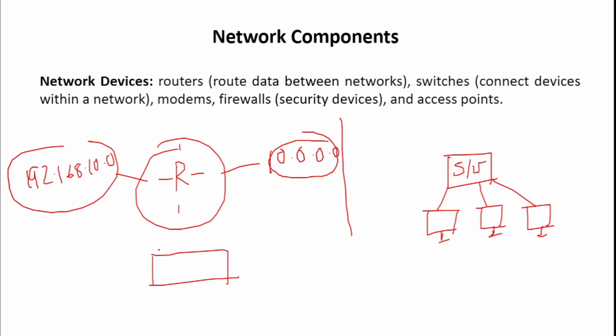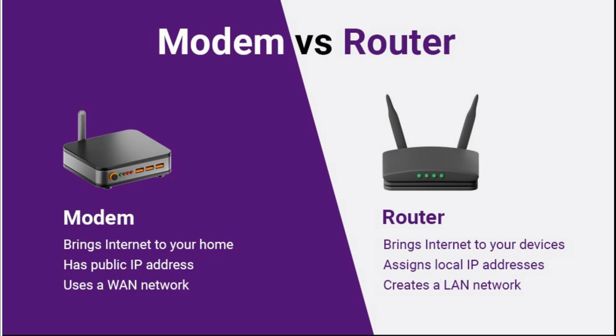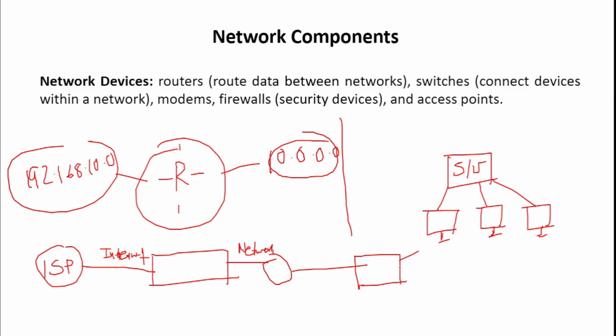So what is a modem? A modem is used to connect the internet to your home. Basically it connects the internet to the home network. It brings the internet to a home network. And what is a home router? A home router distributes this network into your home. It can be wired or wireless.